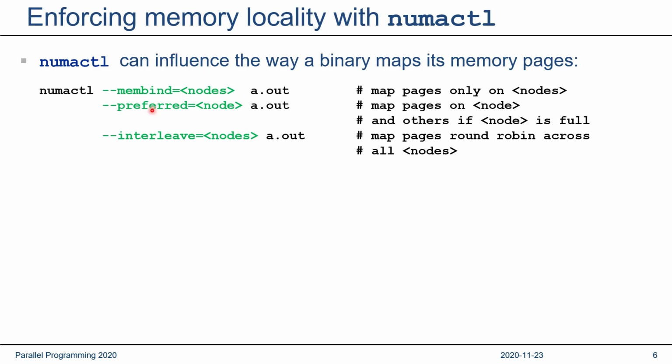And the last interesting option for us here is interleave. With interleave, the binary is forced to map its pages consecutively in a cyclic or round-robin manner across all NUMA domains specified. So whenever a new page is to be mapped by the operating system, it goes to the next NUMA domain. In this way, all the memory of the program will be smeared out across the list of specified NUMA domains.